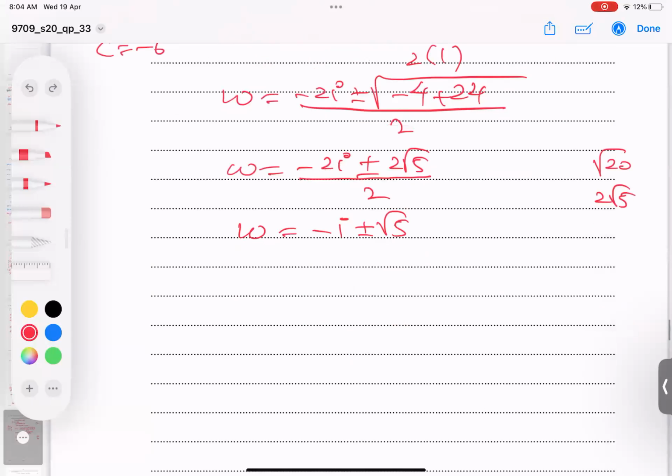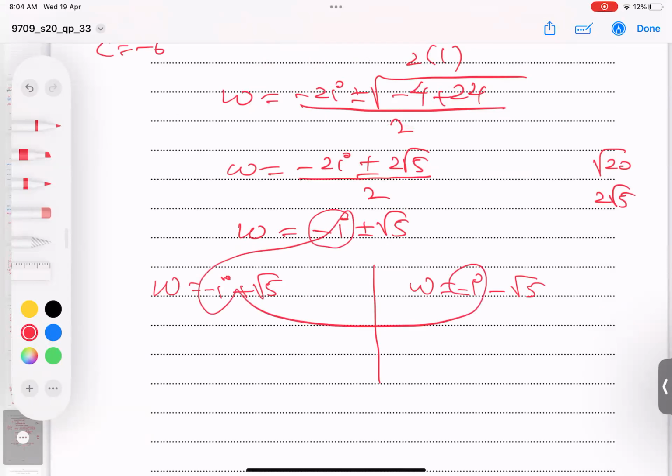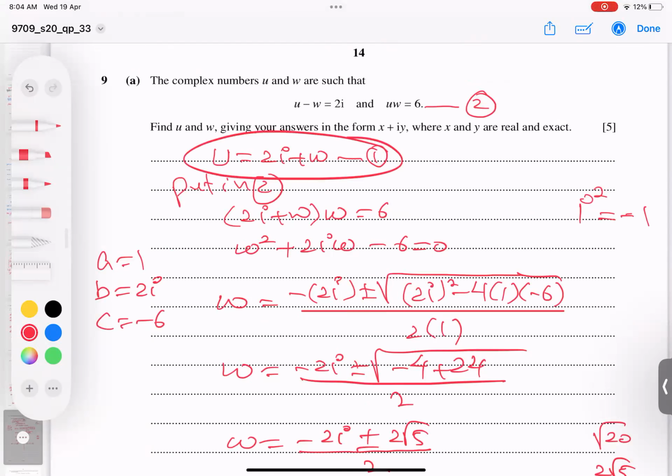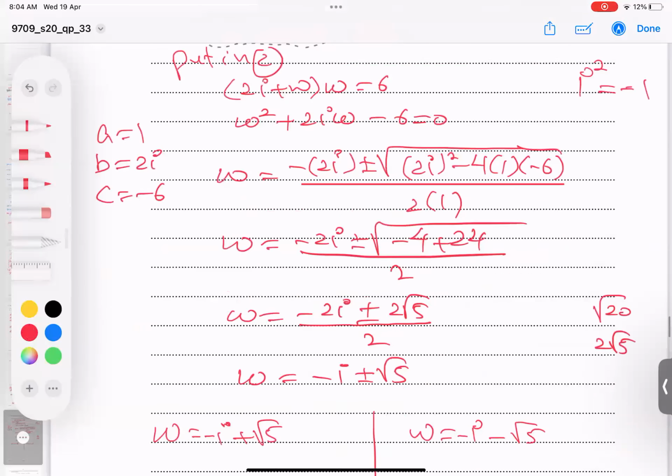So one time take positive root 5 and one time negative root 5, and minus and minus, like minus iota remains the same, and one time plus root 5 and one time minus root 5. Both W values I will plug in now in 1. So what is 1? 1 is, we know it very well. This is 1.